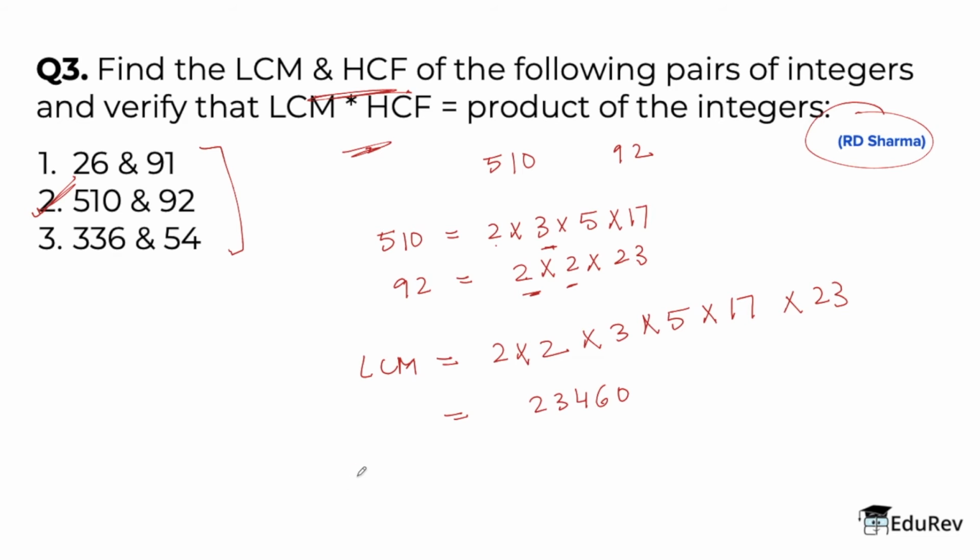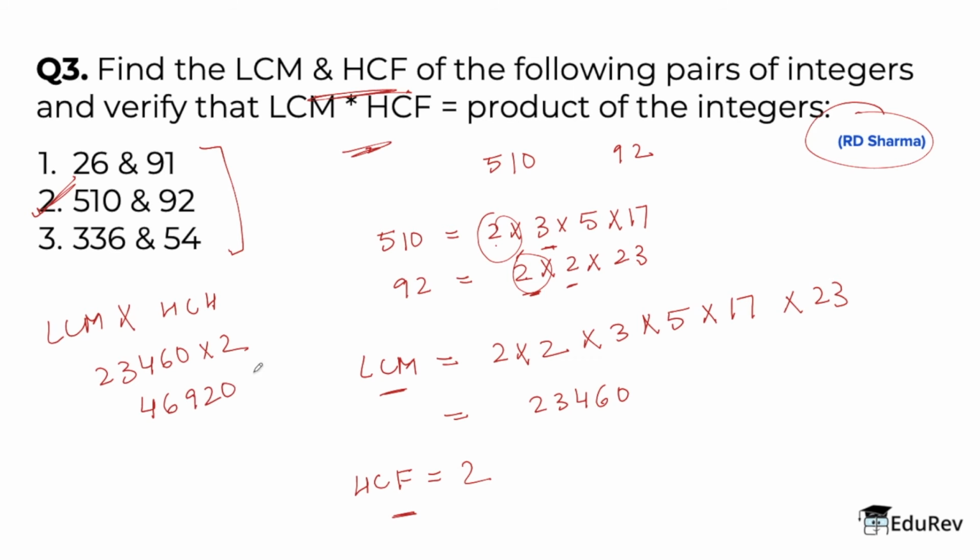And similarly, I need to figure out the HCF. HCF is the highest common factor. For the common factors, we only have 2 as a common factor, right? So I know the LCM and I know the HCF. When I multiply LCM into HCF, it is 23460 into 2, which is nothing but 46920. So this is the multiplication of HCF and LCM.